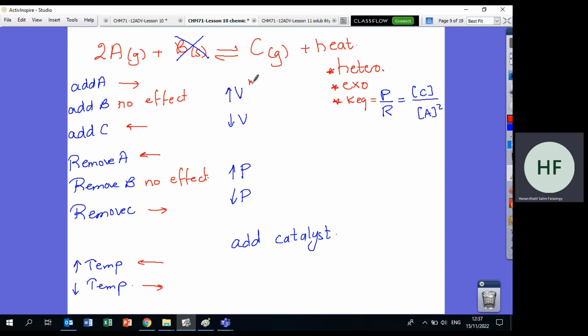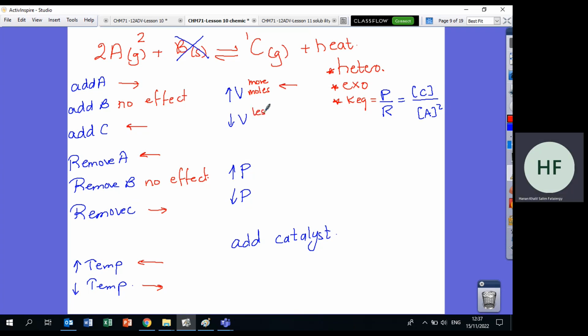هلا زودنا الفوليوم بنروح باتجاه more moles. Okay, let's see. How many moles do we have here? 2. طبعا we don't count the solid. Here 1. بدنا نمشي باتجاه more moles. Is this direction more moles or this direction? طبعا from 1 to 2. This is more moles. Backward.